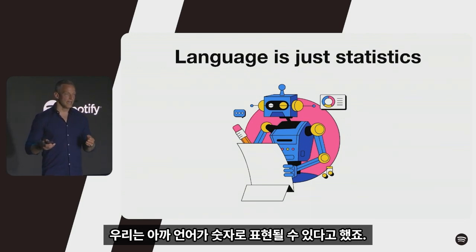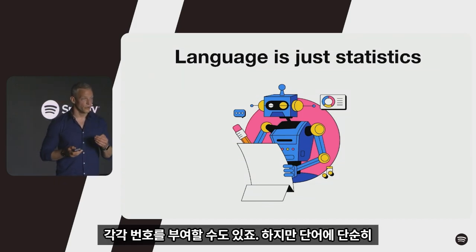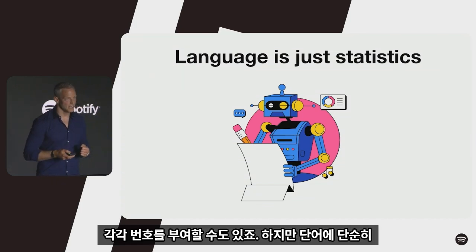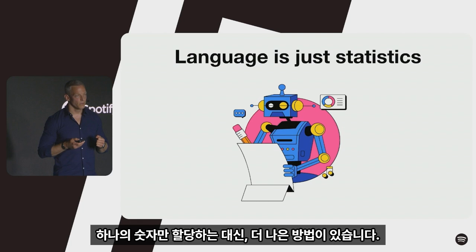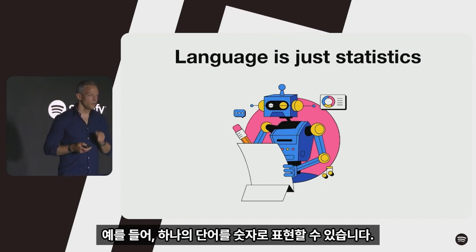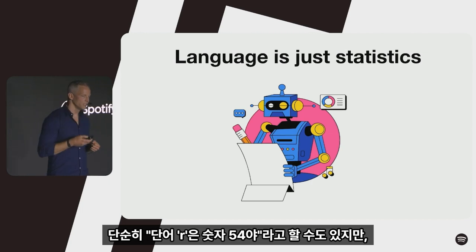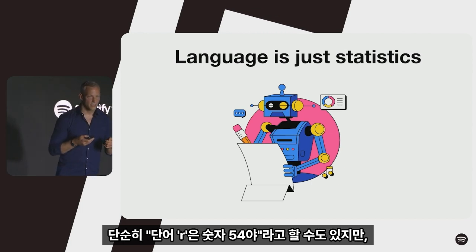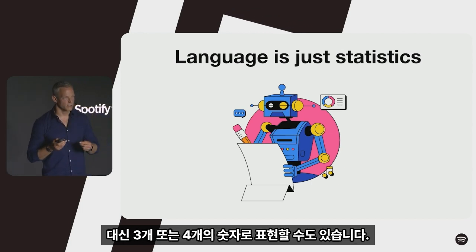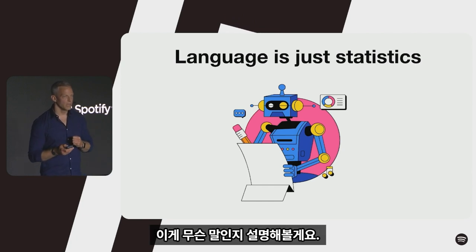So we said that language can be represented as numbers, and you can simply give every word in the dictionary its own number. But it turns out that instead of giving a word just one number, which you can do, you can also do a little bit better than that. Instead of just saying the word R is the number 54, you can say I'm going to use like 3 numbers or 4 numbers to represent the word R. What do I mean with that? Well, let me show you.